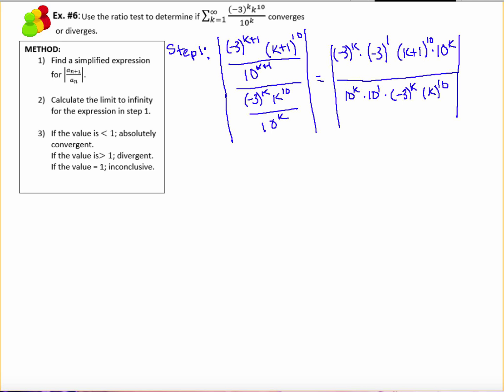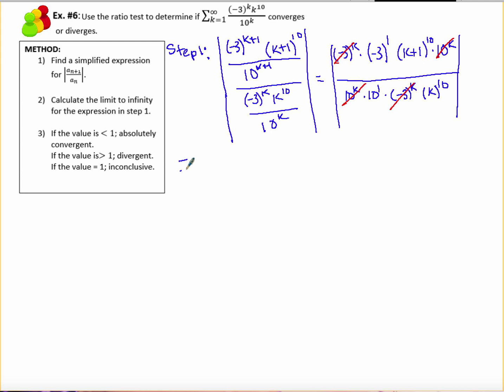Okay, so look for the things that can reduce. I've got 10 to the k. That is going to reduce for sure. (-3) to the k power. That is also going to reduce. But I think that is all we can reduce. So let us move on.